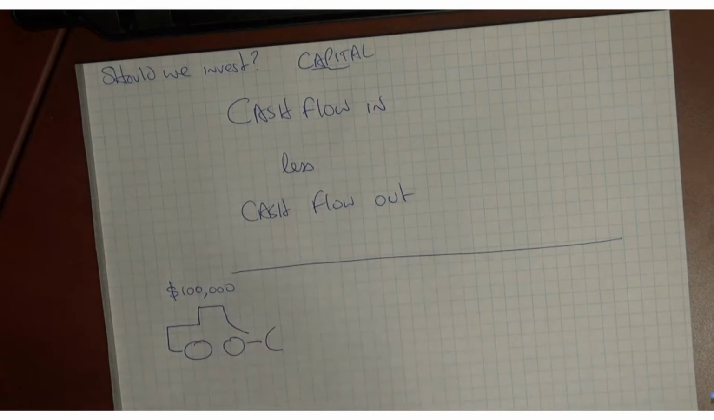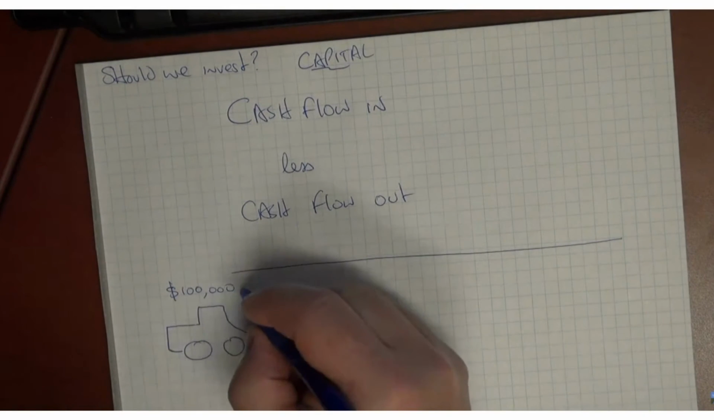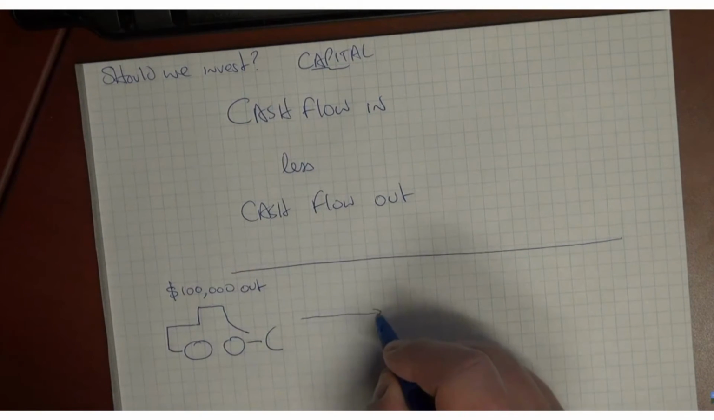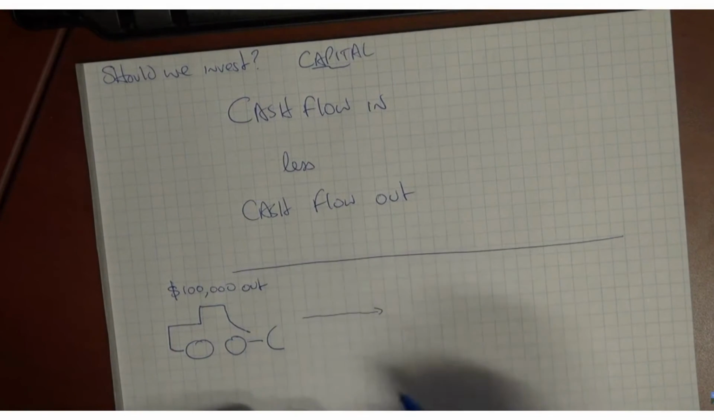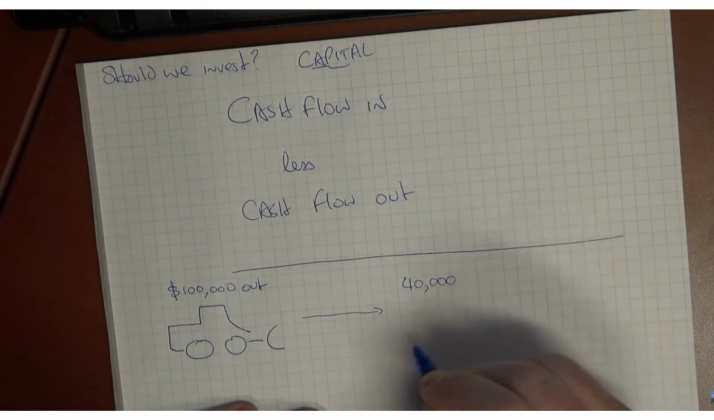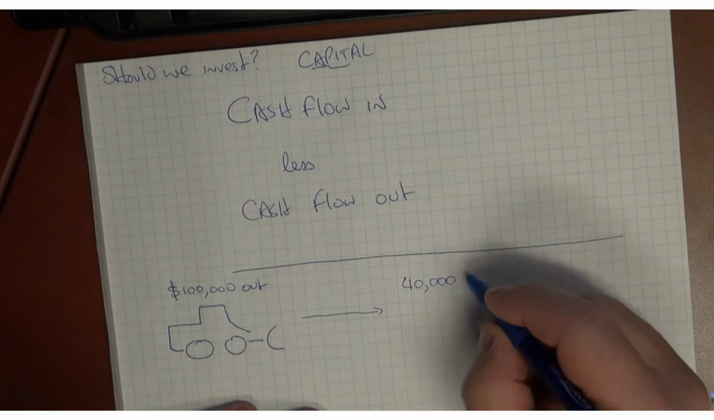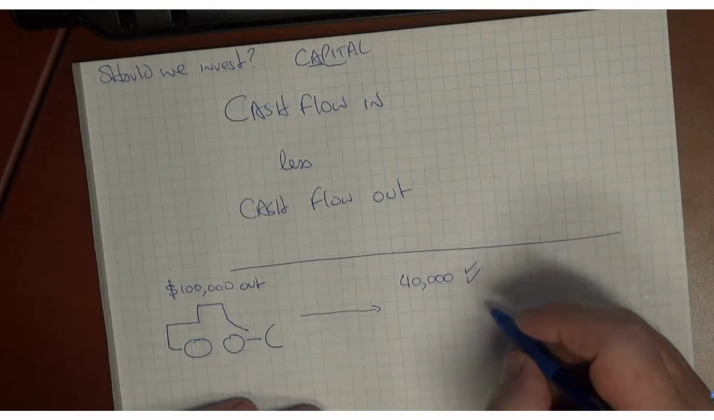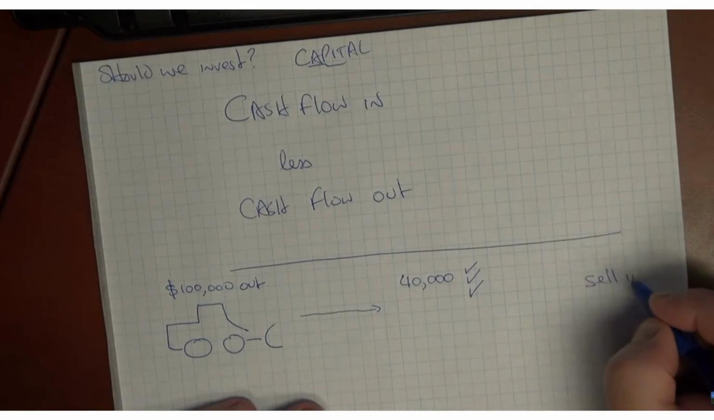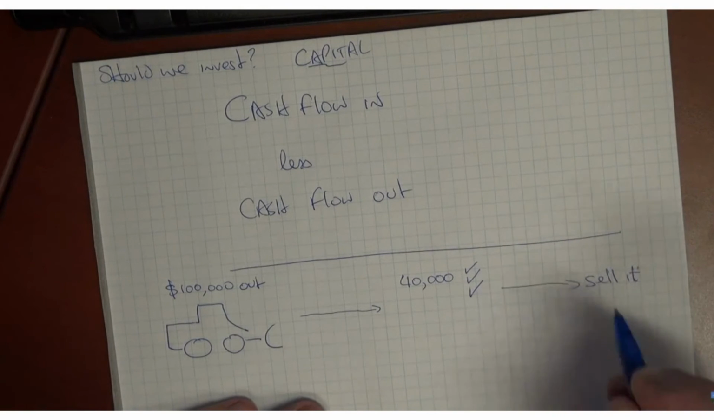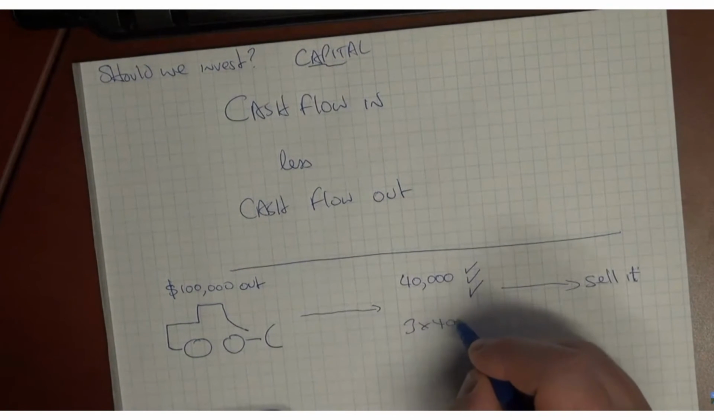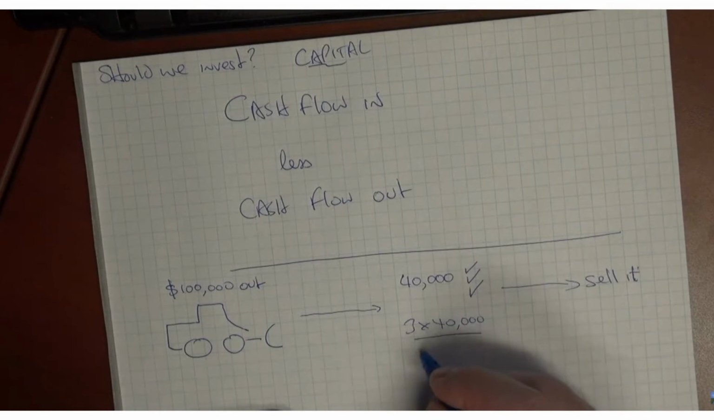So that's money that's going out. And the thing is, we're going to use that tractor over its life, and we're going to make money on it. So let's say, for example, we're going to make $40,000 in the first year, and $40,000 in the second year, and $40,000 in the third year, and then we're going to sell it. So the question is, should we buy it or not? So we got 3 times $40,000 coming in.